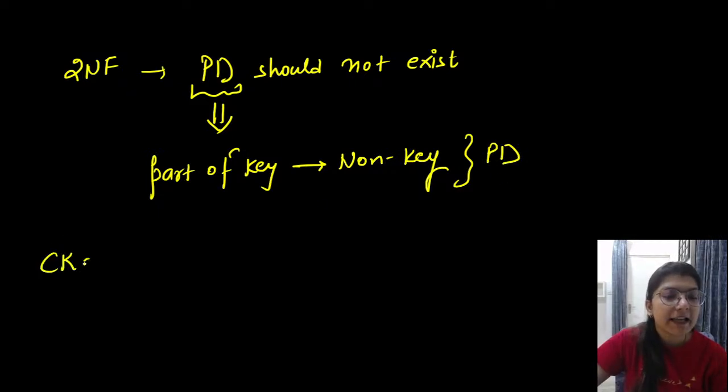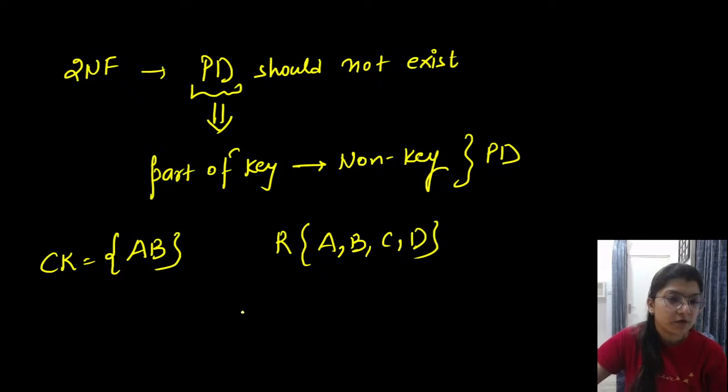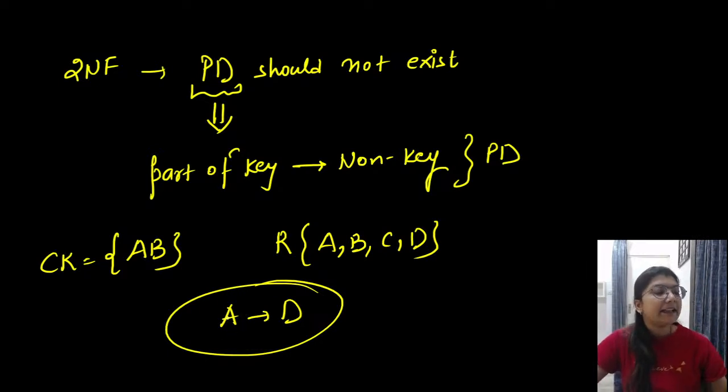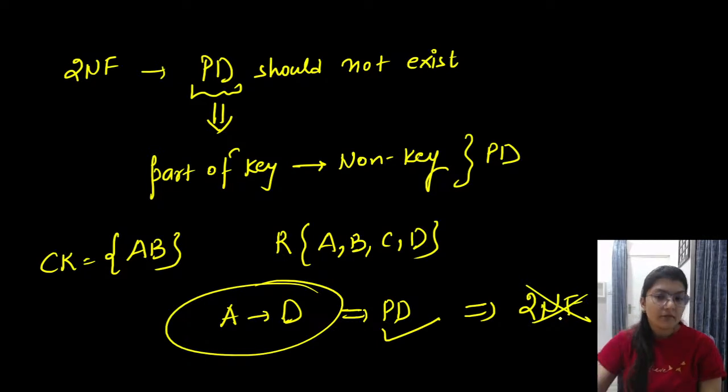Suppose I say that the candidate key is AB, and the relation has four attributes A, B, C and D. If I have a dependency A determines D, then A is what? A is a part of the candidate key, yes or no? My candidate key is A and B combined, but the functional dependency only has A in it, which is a part of the key, and D is a non-key attribute, that is, a non-prime attribute. So this is your partial dependency, and because a partial dependency is there, it will not be in 2NF. Did you understand?